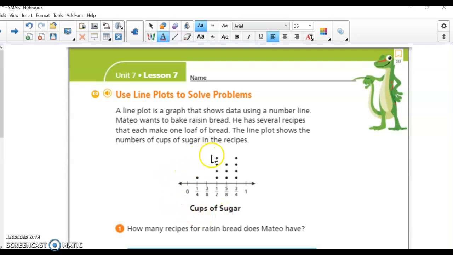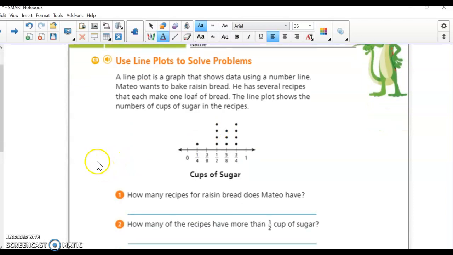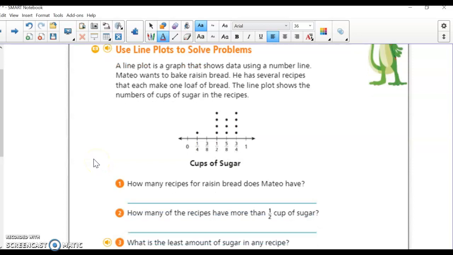Each of these dots represents a recipe that Mateo found. Where the dot is placed on the number line tells how many cups of sugar are in that recipe. So this recipe has 1/4 cup of sugar. All four of these different recipes have 1/2 cup of sugar in them each. Okay, I'm going to read through the questions, and you can pause it after each one or pause it at the end and try to answer these questions, and then we'll go through them.